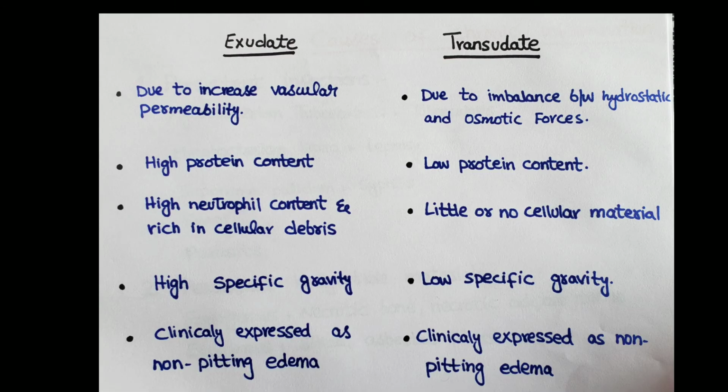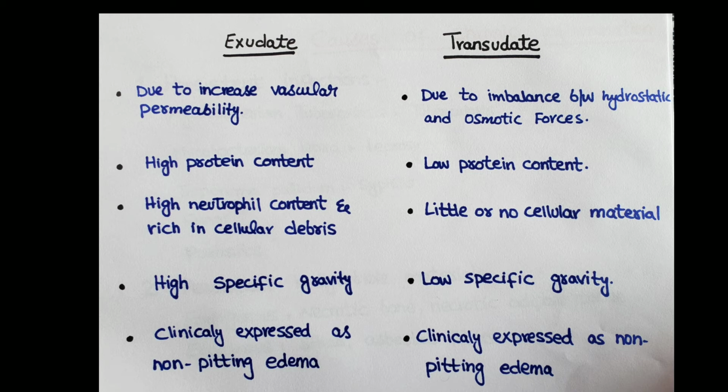Now lastly, we will see differences between exudate and transudate. Exudate is fluid formed due to increased permeability, while transudate is fluid formed during imbalance between hydrostatic and osmotic forces. Exudate has high protein content, while transudate has very low protein content.